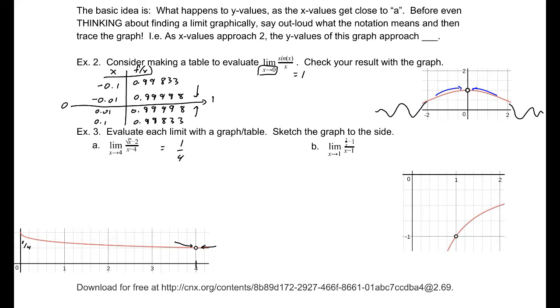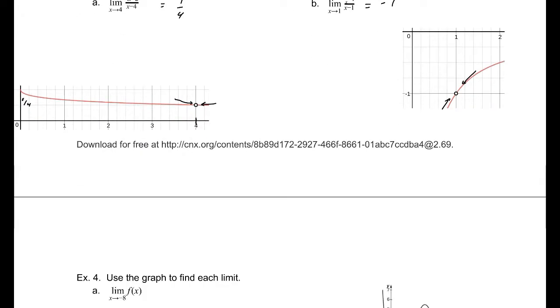Okay. Now, for part B, as we approach 1 from both directions, we are approaching a y value of -1. So there's our value there. All right, let's hit some more graphs.